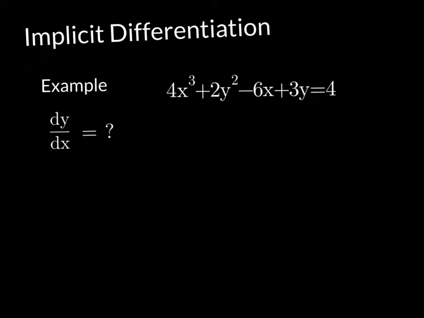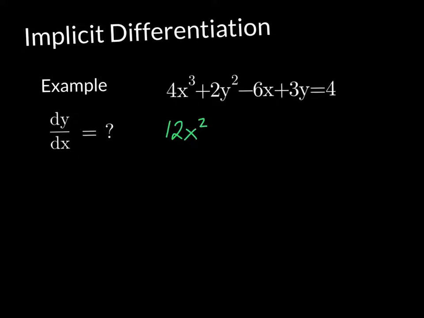So let's now take a look at a more complex example of implicit differentiation. So here we have 4x cubed plus 2y squared minus 6x plus 3y is equal to 4. And we're asked to find the dy by dx. So how can we actually find the dy by dx? Well, what we have to do is essentially differentiate each individual term with respect to x. So if we differentiate the first term with respect to x, so we have 4x cubed, that would just go to 12x squared, as it normally would.